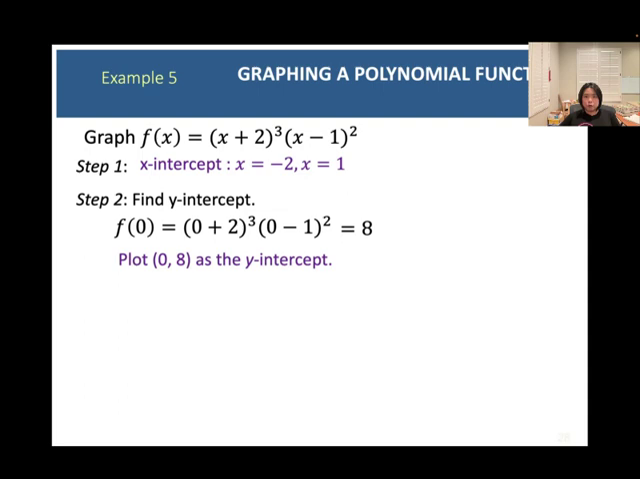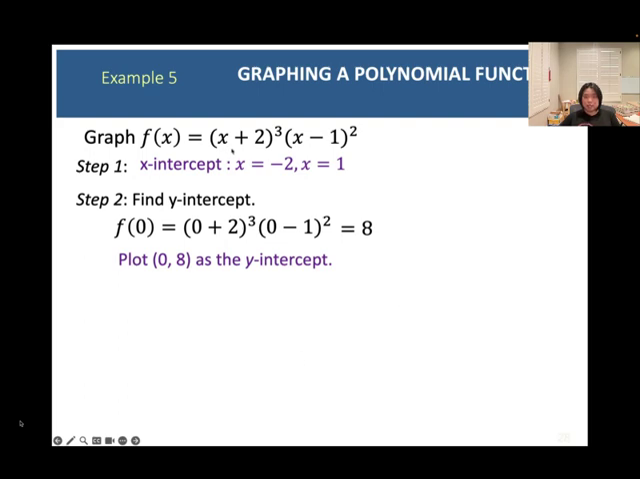And then step 3, we're going to think about what the degree of this polynomial is. We have an x squared and an x cubed. So when you add them up, that will be x to the power of 5. And the leading coefficient will be positive 1. So you know the end behavior: it's going to rise to the right and fall to the left.